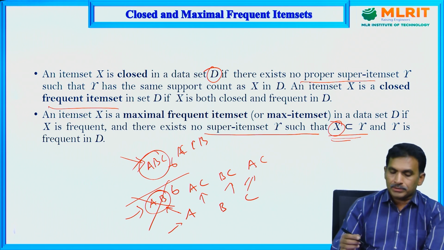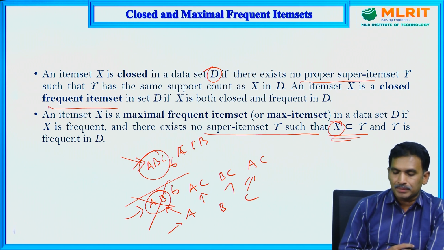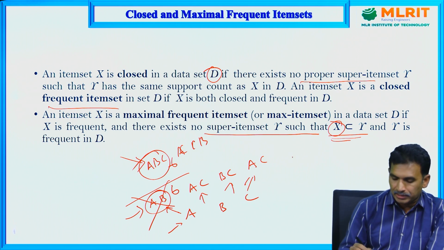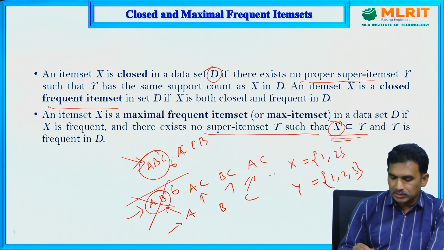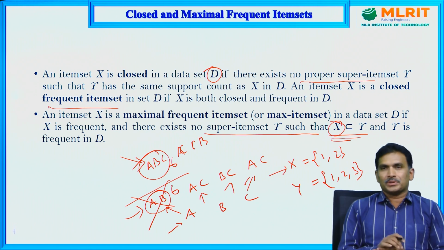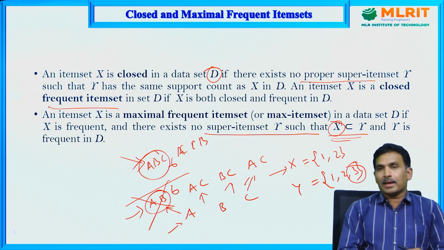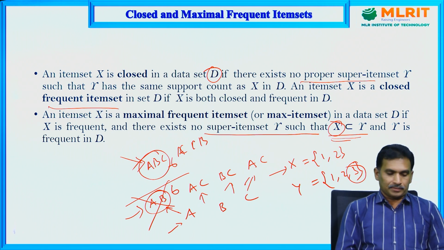So that means there is a difference. The proper item set means the proper subset. Proper subsets means, for example, if X has items 1, 2 and Y has items 1, 2, 3, then X will become a proper subset of Y, because Y has one item which is not there in the item set X.